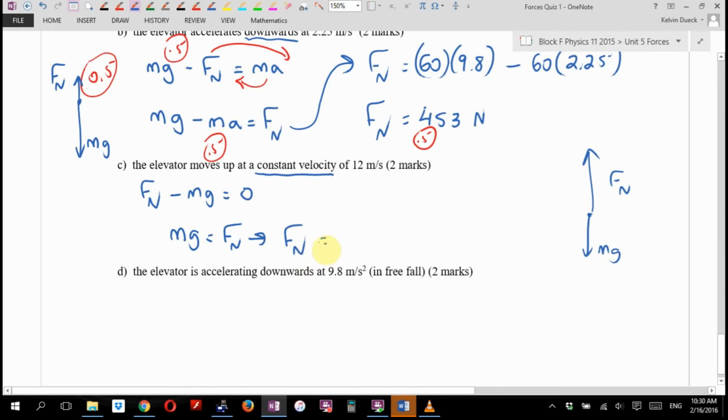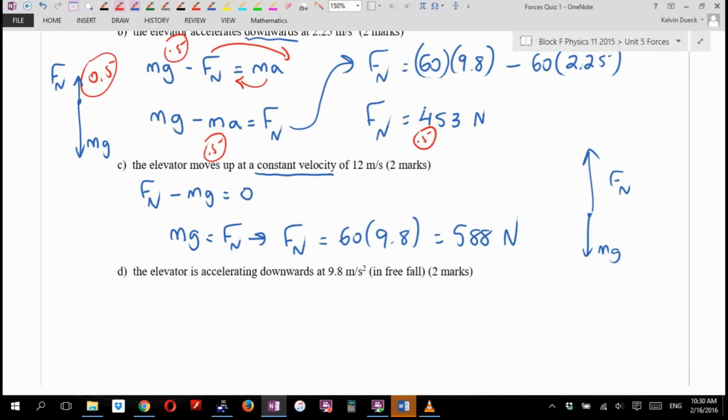You get the normal force is going to be 60 times 9.8. 60 times 10 is 600 minus 12. 588? No, yes? Yeah? Newtons. Again, if you got the right answer, 2 out of 2. Otherwise, I would probably this time give you 1 whole mark for seeing that and 1 mark for the answer.